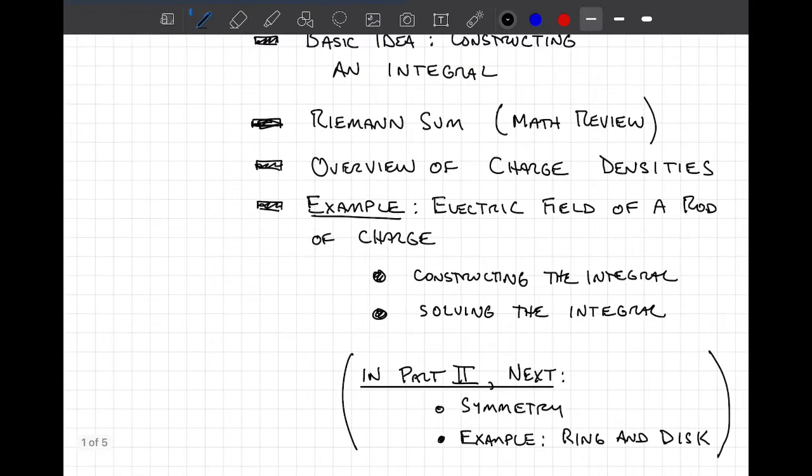In the next lecture, we'll deal with a couple more complicated examples. A two-dimensional example of a disk, but we'll get there by doing a ring. And in that, we'll talk more specifically about the idea of symmetry and how that can help you to simplify the solution of a problem like this.